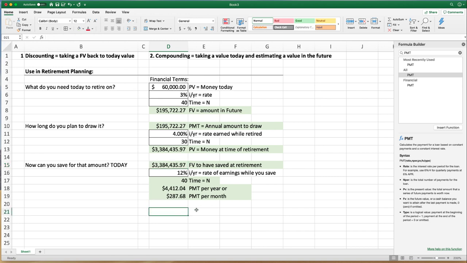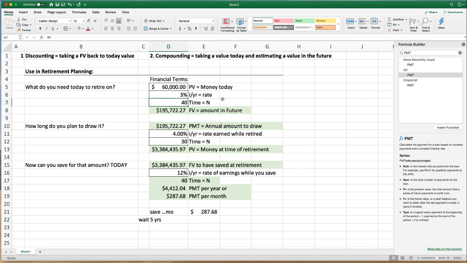Let me just write them down here so we have them. So I need to save, and I'm going to go monthly because that's really how you should do this. I'm going to save per month $287.68, and I went ahead and just typed that so I could see what happens. What if you wait just 5 years? And a lot of students do this. What if you wait 5 years? What happens? Well, let's just go up here and see.